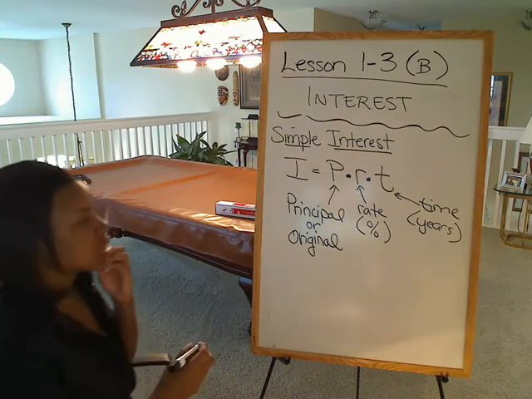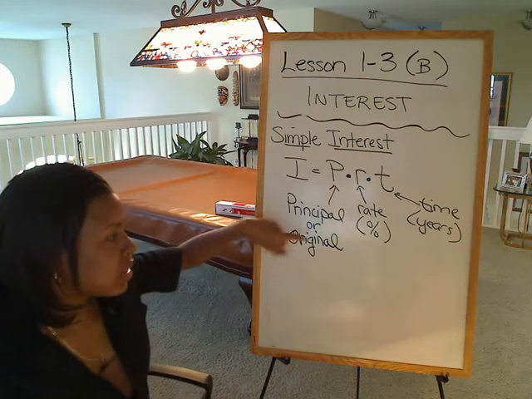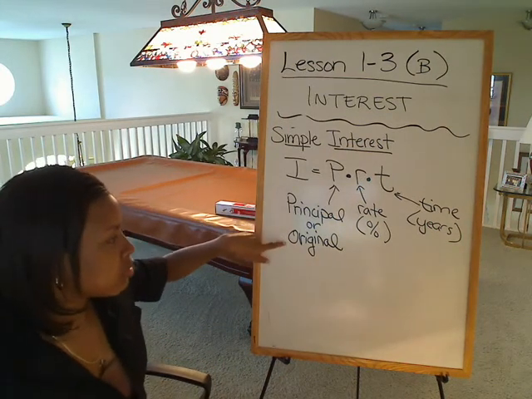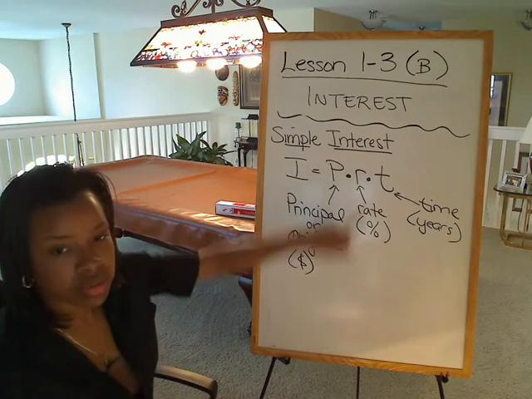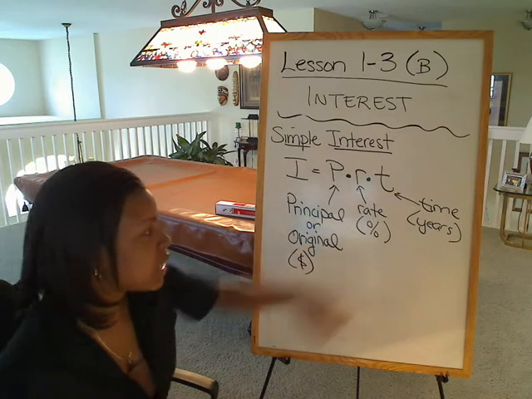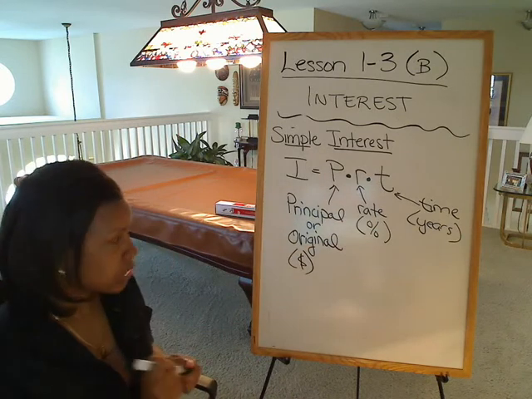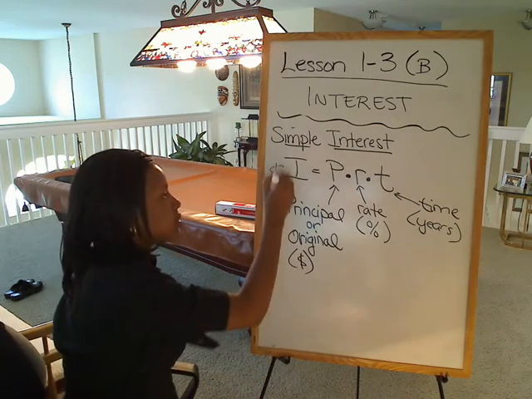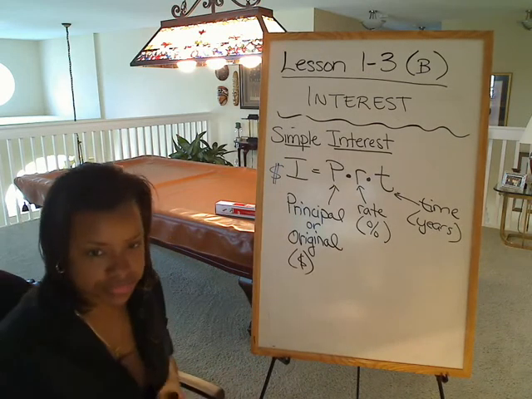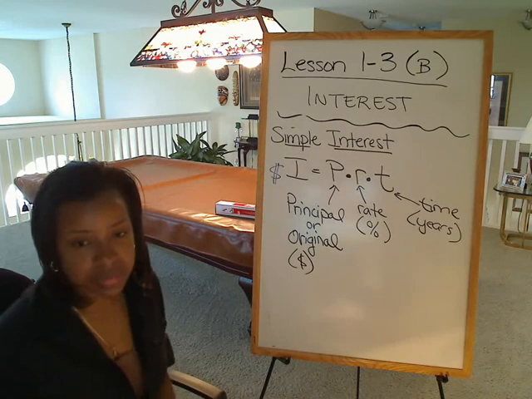So the interest, that's what I stands for, can be calculated by principal, or the original amount, which is in dollars, the rate, which is a percent, and the time, which is in years. Okay? And we're going to end up with the interest, which is usually a dollar amount. Always a dollar amount.